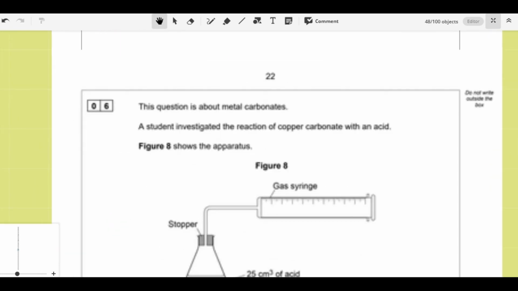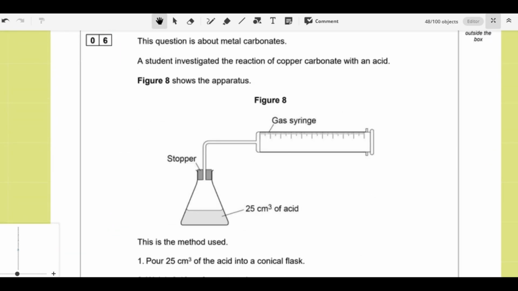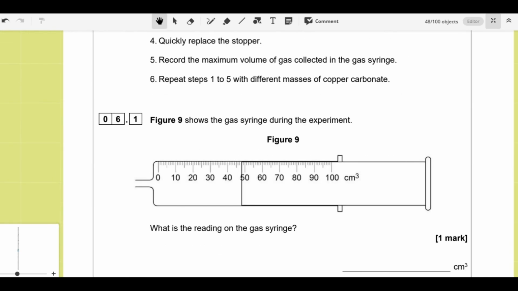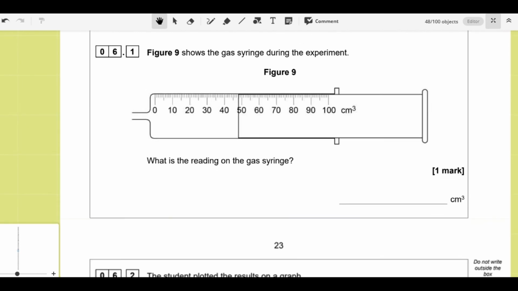Okay, here the next question, question number 6, is about the metal carbonates XCO3, and here all the instructions are given. Question 6.1 is, what is the reading on the gas syringe? So you can see here the reading is in between 40 and 50, that is closest to 50, it means that is 48.